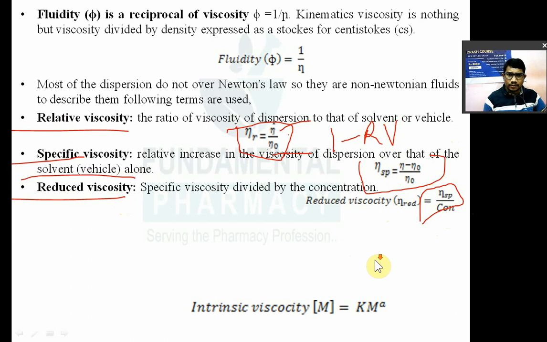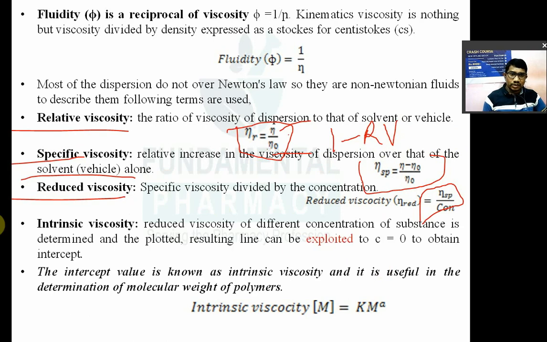Then intrinsic viscosity. Reduced viscosity at different concentrations of a substance is measured and plotted, viscosity against the concentration. That plot is made and the concentration at zero, whatever y-intercept is there, that is nothing but the intrinsic viscosity. The intercept value is known as intrinsic viscosity, and it is used in the determination of molecular weight of polymer.